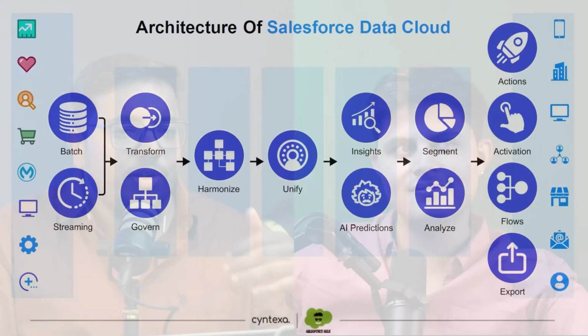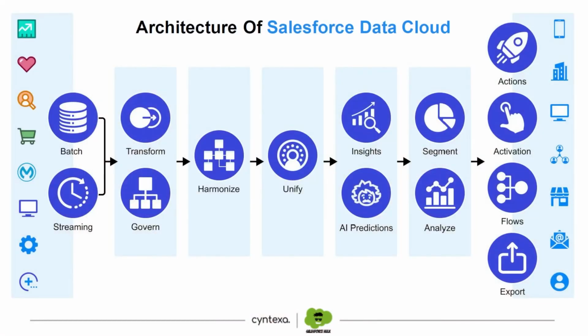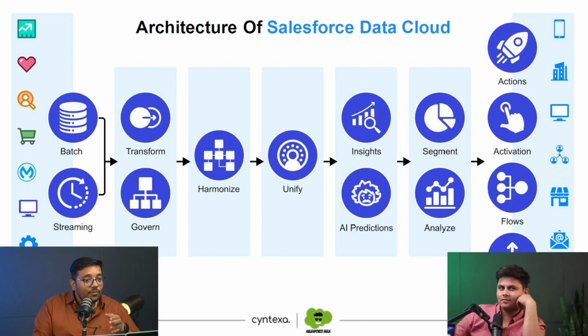So streaming is that only. We are capturing data from different platforms on a near real time and real time basis. Then we have transform and govern. So basically the data would be coming in from different platforms. So we can transform them to a particular structure, and then we can store them in a governed way that we will be defining. Once we have done that, we can harmonize it.